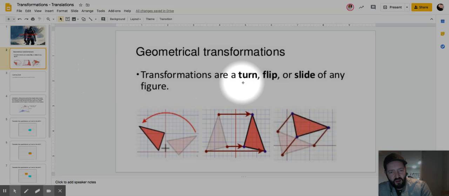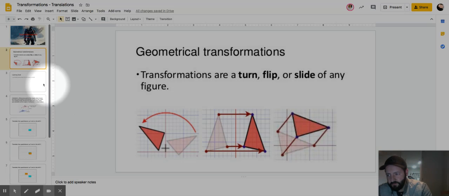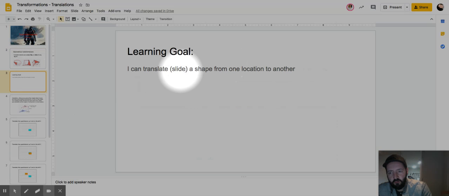So today we're just going to focus on slides. And then tomorrow and Wednesday, we're going to focus in on turns and flips. By the end of Wednesday, you'll know about all three of these. And then on Thursday, we can put them all together. And I've got a fun little game for you to play using transformations. Like I said, today your learning goal is that you should be able to translate or slide a shape from one location to another. Now, translate is just a fancy mathematical term that means the exact same thing as slide. So don't get confused between those two different terms, which you will hear throughout today's lesson.